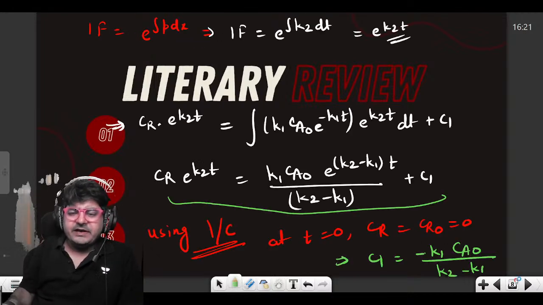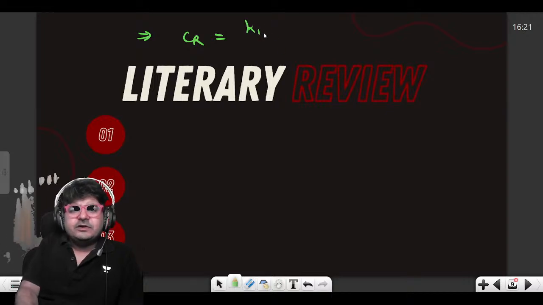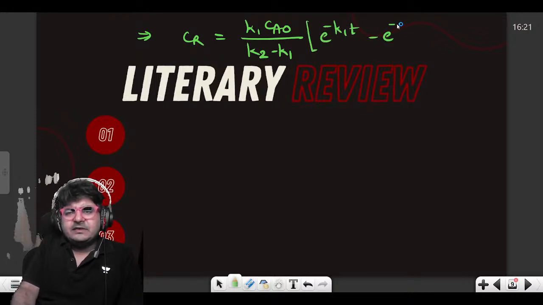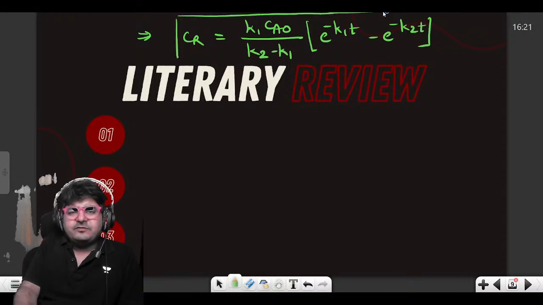after rearranging and everything, I am writing directly. It will be something like K1 Ca naught divided by K2 minus K1 times e to the power minus K1T minus e to the power minus K2T. So this is the kinetic equation for R.